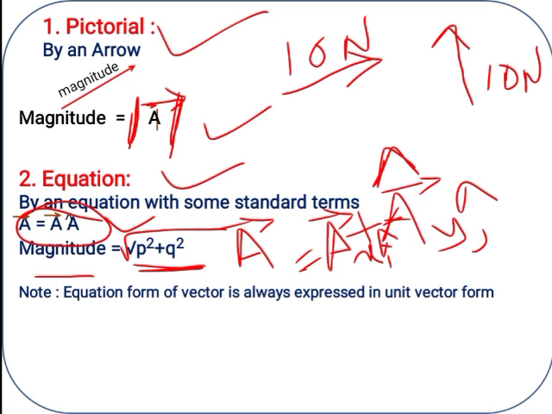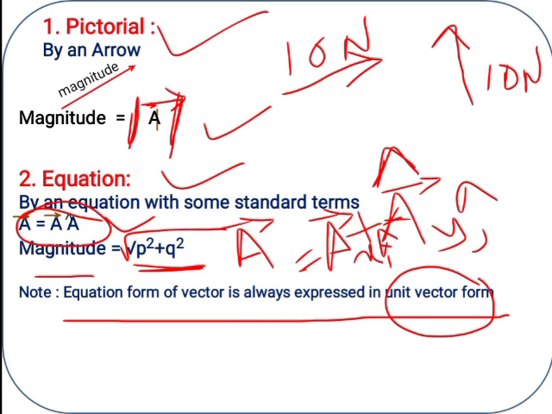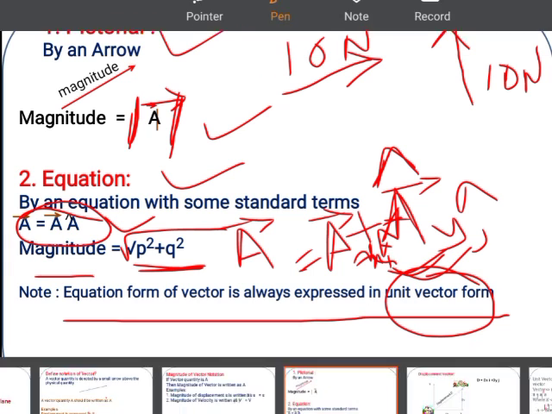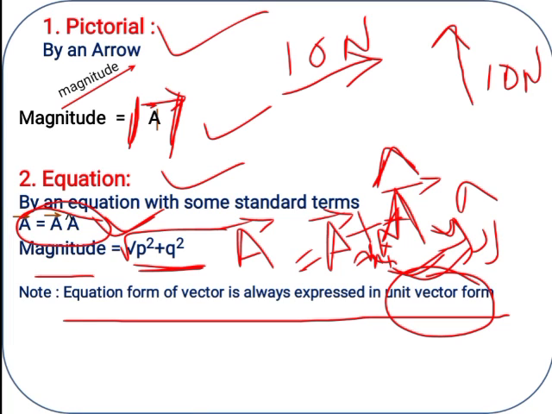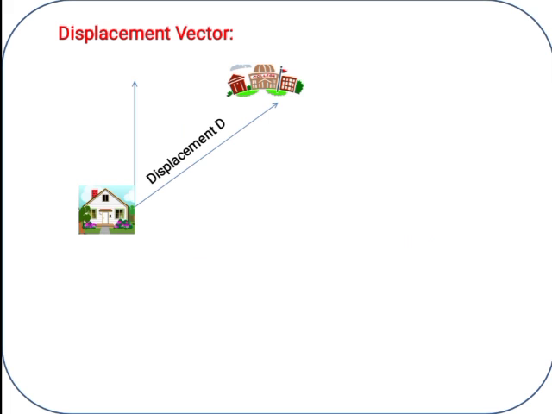So always you have to remember, the equation form of a vector is always expressed in unit vector form. So this is very, very important. Whenever we express the vector in the equation form, we express it along with the unit vector, or we express that expression in the unit vector form. Just now I expressed Ax i cap, Ay j cap. So here also it is A cap. So that is unit vector. Okay. Next one, displacement vector.